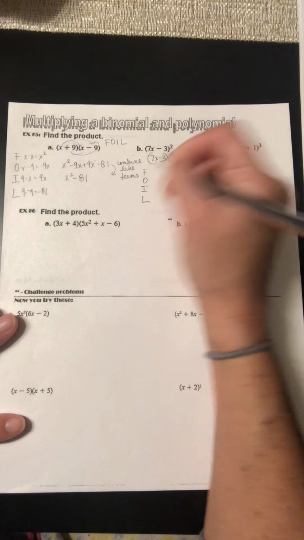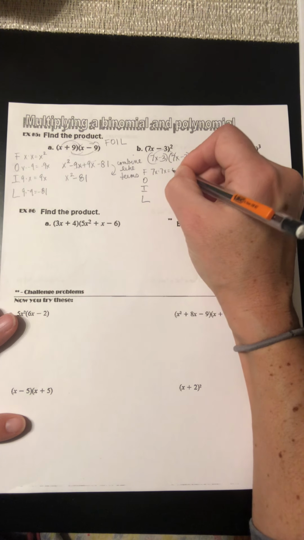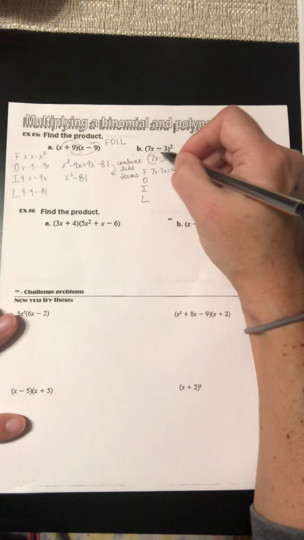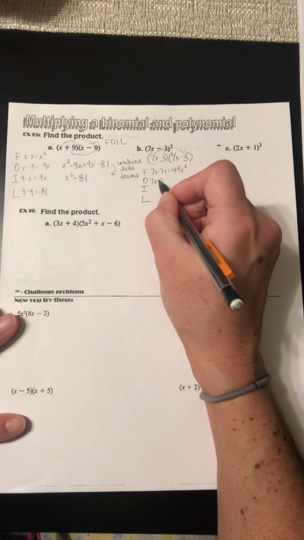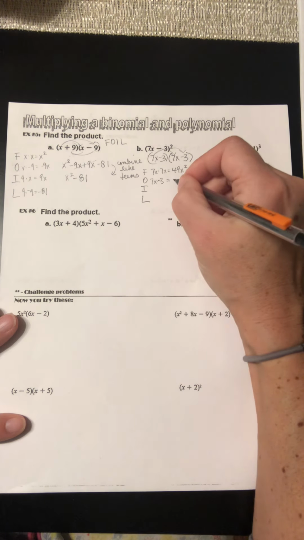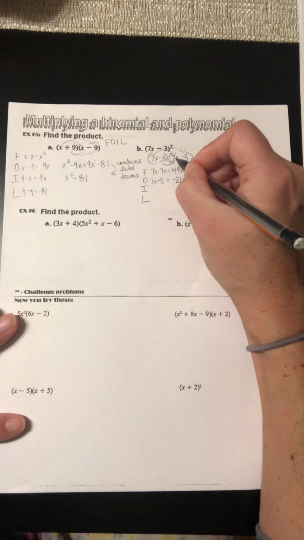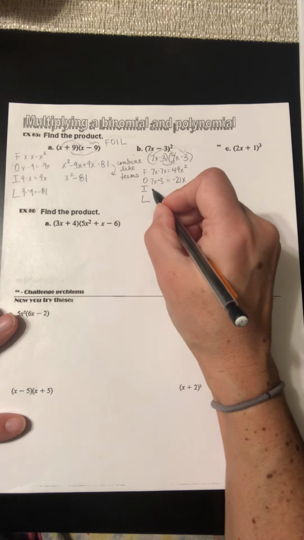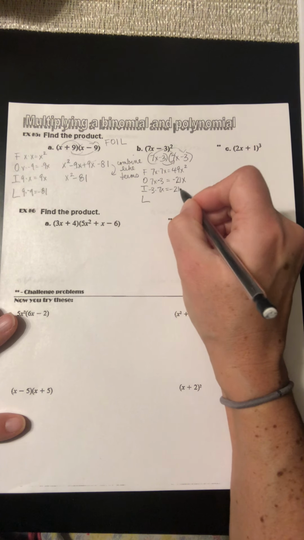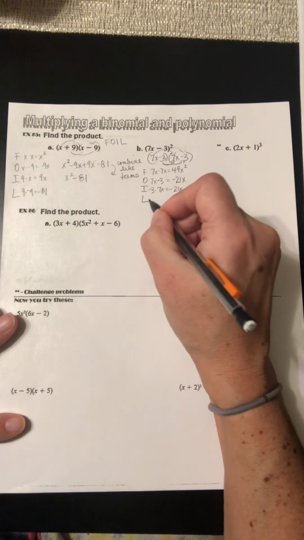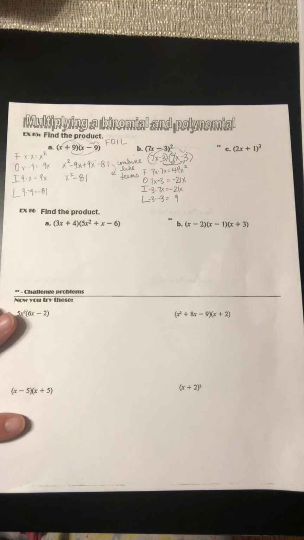So FOIL is 7x times 7x, the two first terms, which should be 49x squared, okay? Then 7x times negative 3, which is negative 21x. Then I'm going to do the two inners, right? So that's going to be negative 3 times 7x. So that should give me negative 21x. And then last but not least, negative 3 times negative 3 is positive 9, okay?